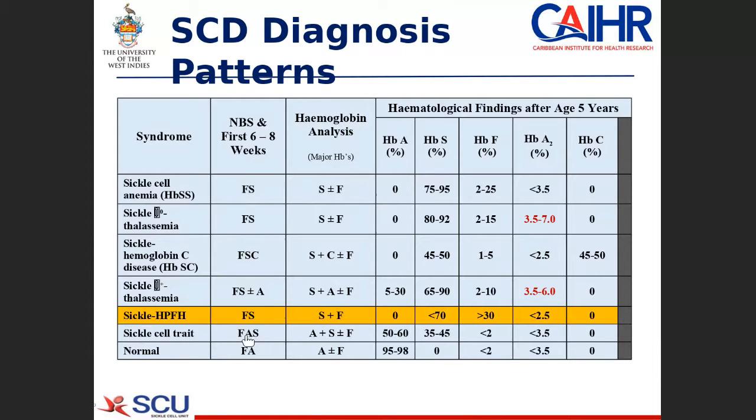Sickle trait, F, A, and S. A, so your levels of A greater than S, and the person who does not have any sickle cell hemoglobin, the only hemoglobin that they have around is adult hemoglobin, your normal adult hemoglobin. All right, you can study this in your spare time, and get a little better appreciation of these patterns. But the key thing to remember is, once S is the dominant adult hemoglobin, that person has sickle cell disease until proven otherwise.